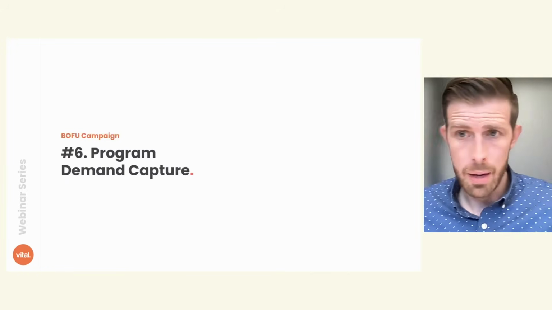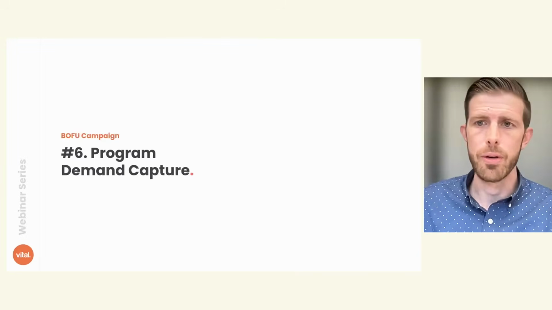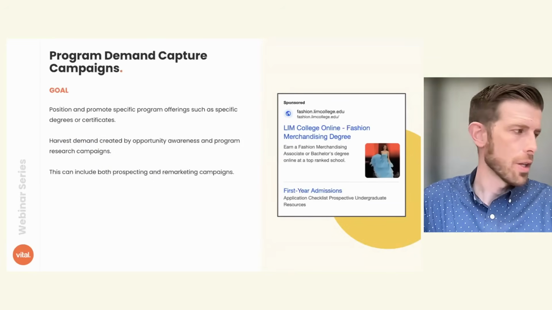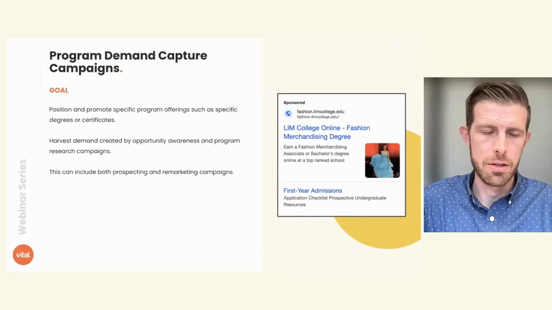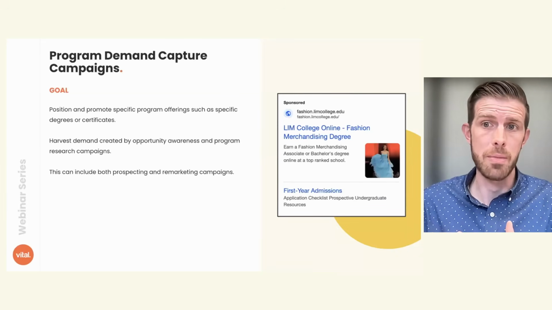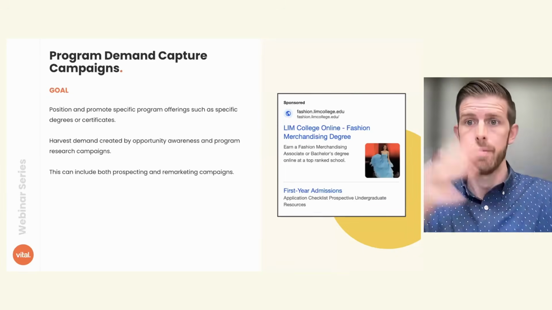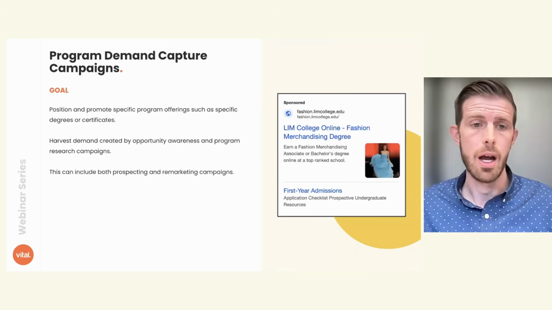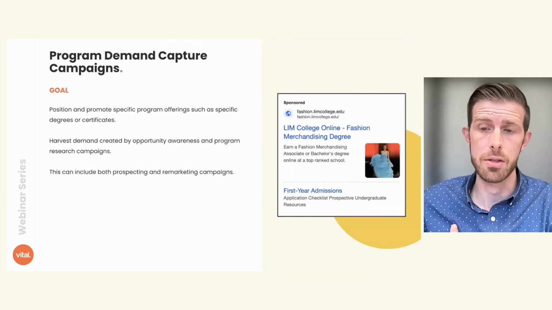Next one, now we're getting to the bottom of the funnel here, is program demand capture. So in the earlier campaigns, we did a lot to create the demand. Now it's time to capture that demand. We're building it up so then we can capture it. And so that's what these types of campaigns are. So these are your bottom of the funnel.